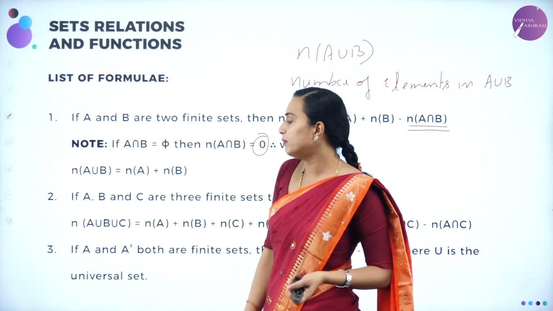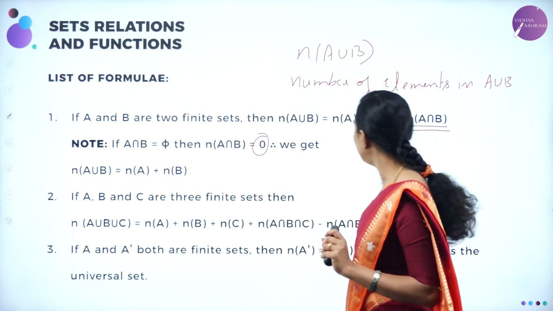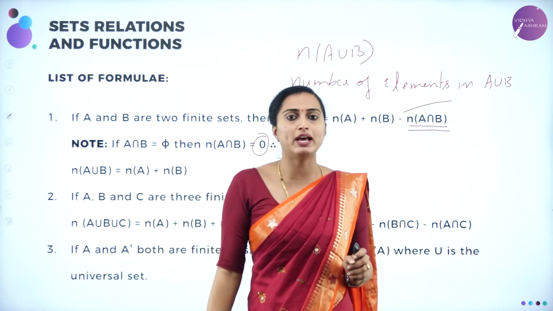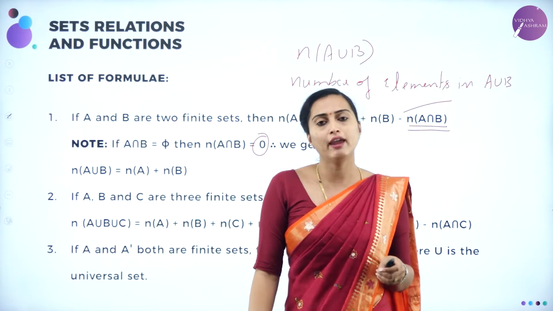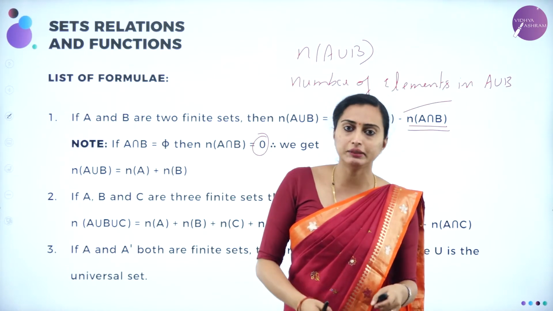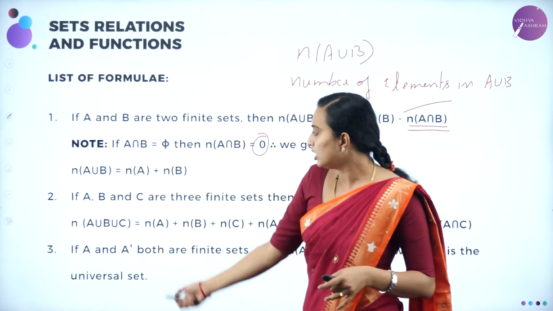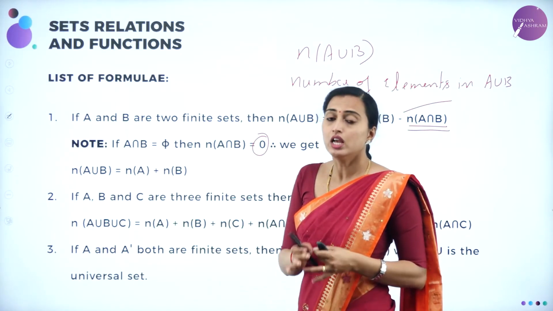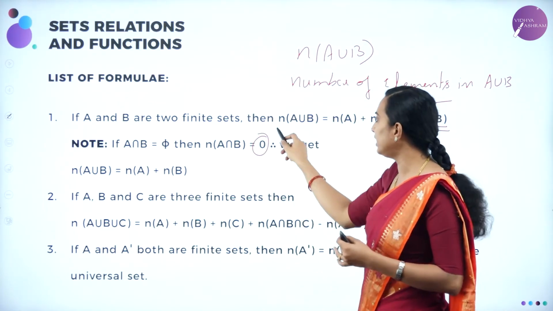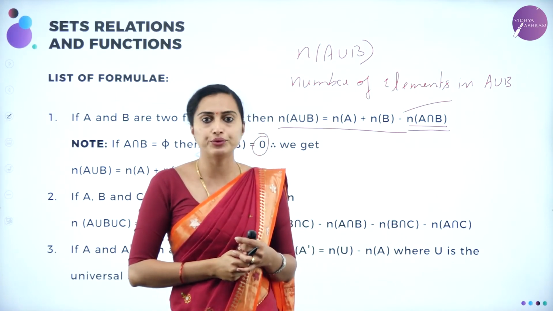Understood? Next, suppose A intersection B is not equal to 0, then the same formula will remain. If it is equal to 0, then we have n of A plus n of B, which is nothing but n of A union B. The number of elements in set A plus the number of elements in set B, if the number of elements in A intersection B is 0. Understood? So here I have taken only 2 sets and given the formula for the number of elements of A union B.